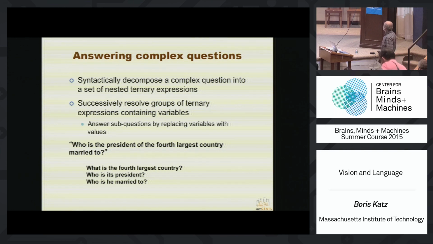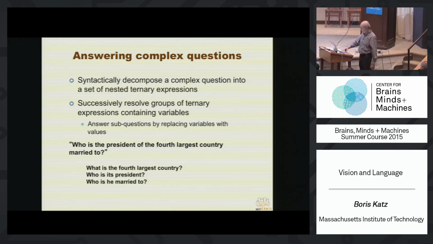Who is the president of the fourth largest country married to? Well, if you can analyze this question into pieces, then you can very quickly figure out that, just throwing the pieces on your knowledge base, you cannot resolve it. But we built very nice syntactically based algorithms that allow us to resolve the complex questions into subsets of simpler questions and understand in which order to ask them. So the machine will say, oh, first I need to find out what's the fourth largest country, then who its president is, and only then who he is married to.